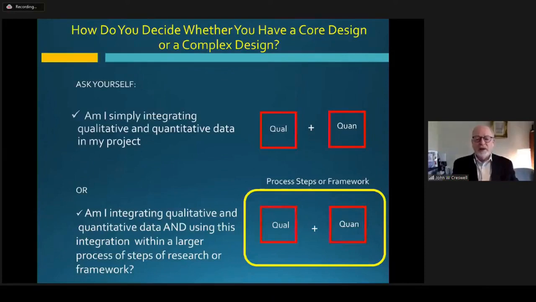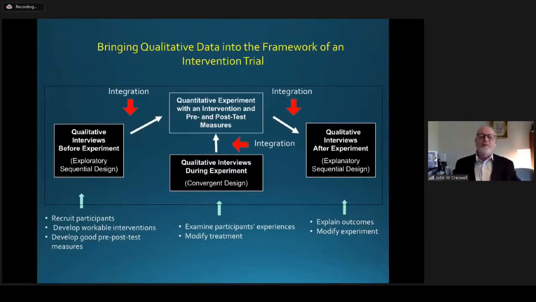to have a complex design. For example, you can bring qualitative data into the framework of an experiment, intervention trial. Right here in the center, you see the experiment. And then you can gather qualitative data before the experiment in order to develop a good experimental set of conditions or to recruit participants. Or you can bring in qualitative data while the experiment is running, the convergent core design.